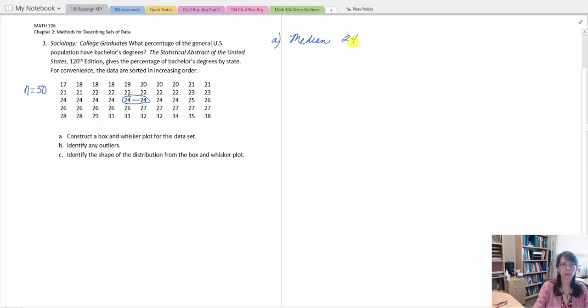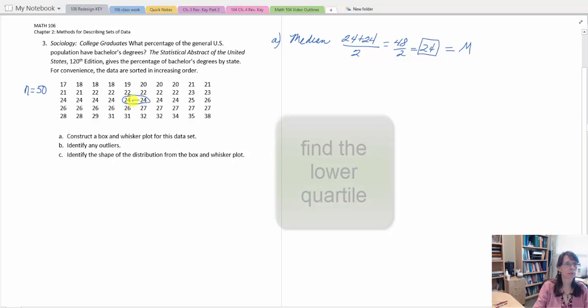So you might think, why are we bothering to add these numbers? They're the same number. But sometimes you're going to have measurements that are not the same number, and it will be nice to know how to make the calculation. So I add 24 plus 24, divide by 2. So of course 48 divided by 2 gives us 24. We already knew that. So that is going to be labeled as capital M on our drawing for the box plot. The next thing we need to find is the lower quartile.